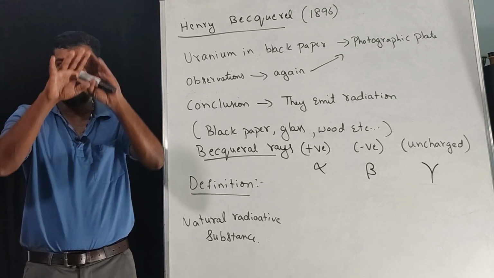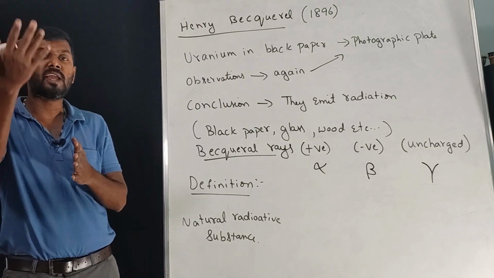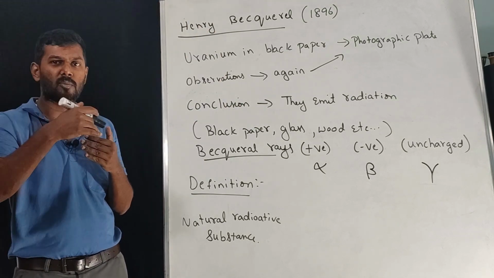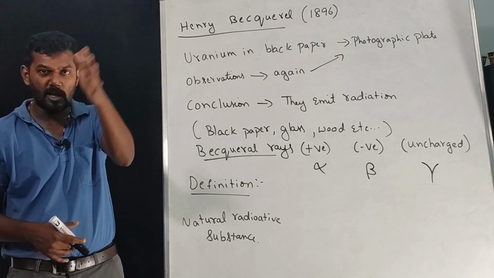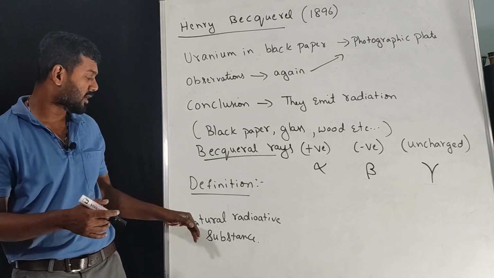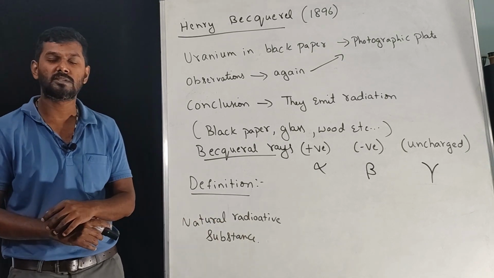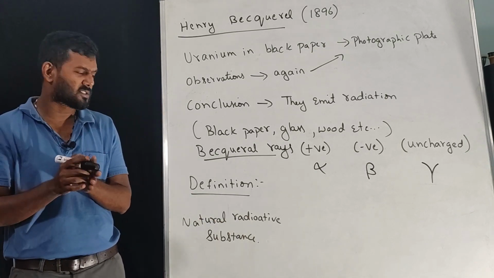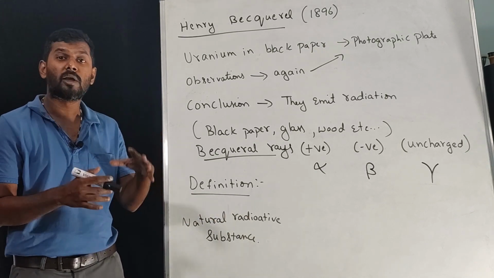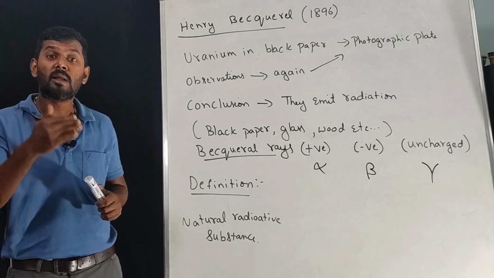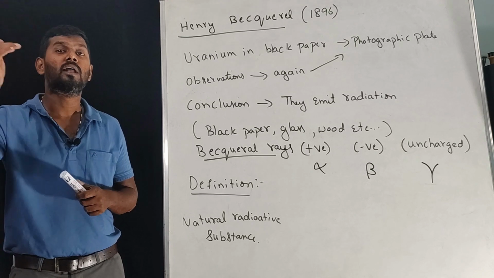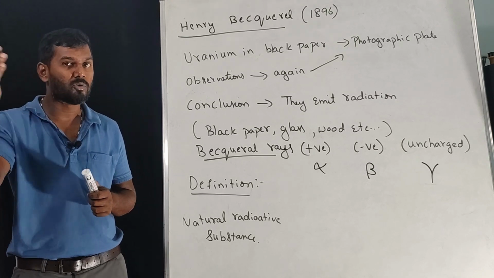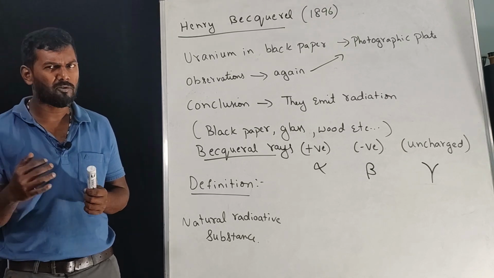What do you mean by that? In a periodic table, the atomic number after 82, that is nothing but after lead, whatever the elements are there, those are called natural radioactive substances. Why only those are considered as natural radioactive substances? Because in those elements, the number of neutrons is much more than the number of protons.